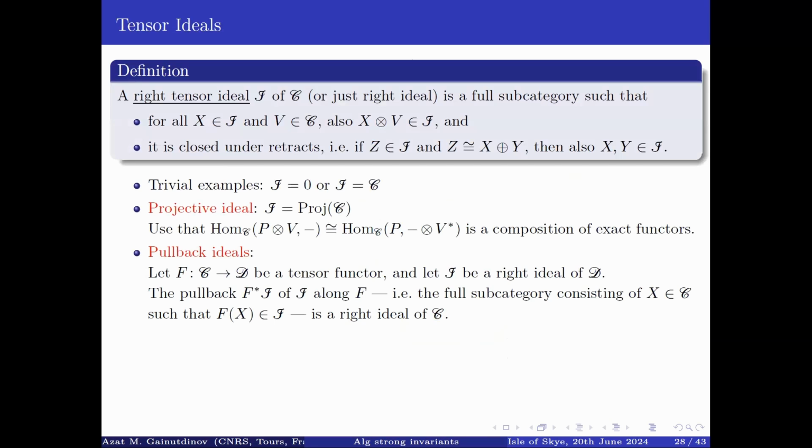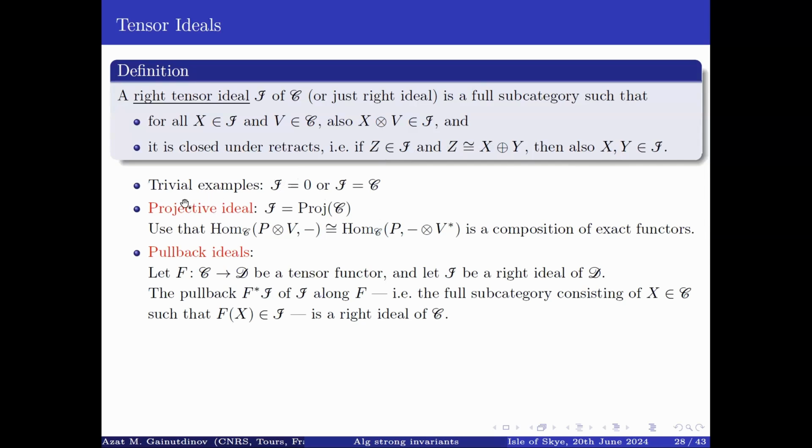Pavel mentioned ideals, but my ideals are different. They're sometimes called thick tensor ideals, because it's a full subcategory of my category such that for all x in this subcategory, and any b in my category, tensoring on the right is again in my full subcategory. So it's like right ideals of rings. And it should be closed under retracts. In our abelian case, that means that direct summands of an object in the ideal are also in the ideal. Let me give you trivial examples: the ideal with the zero object, or the ideal of the whole category.